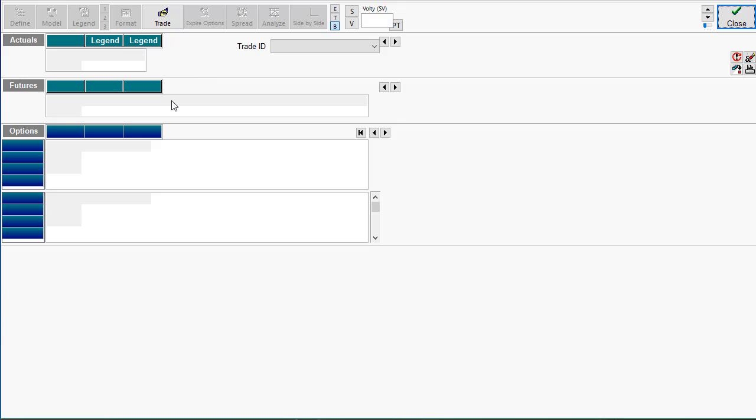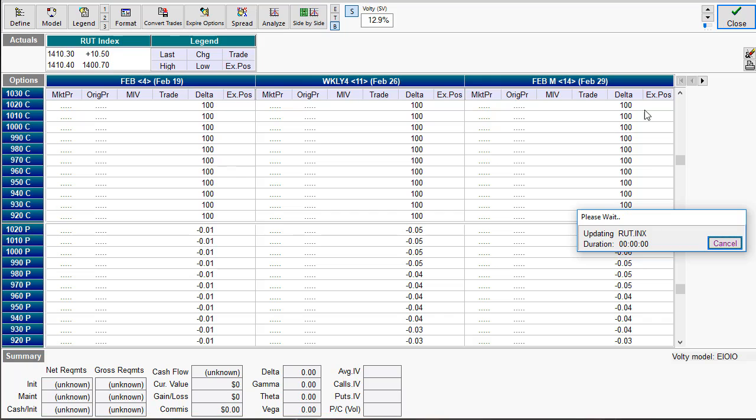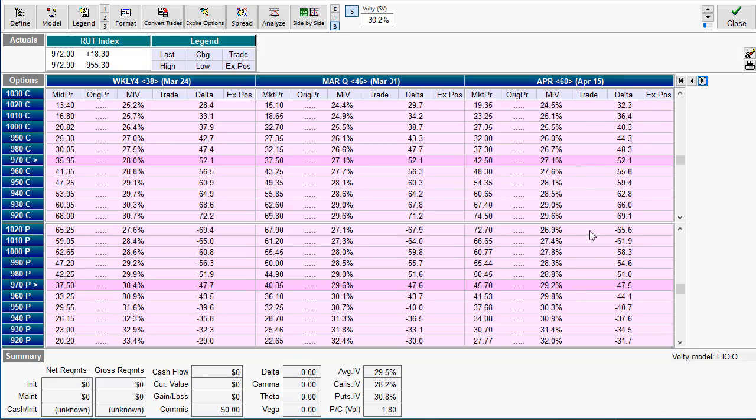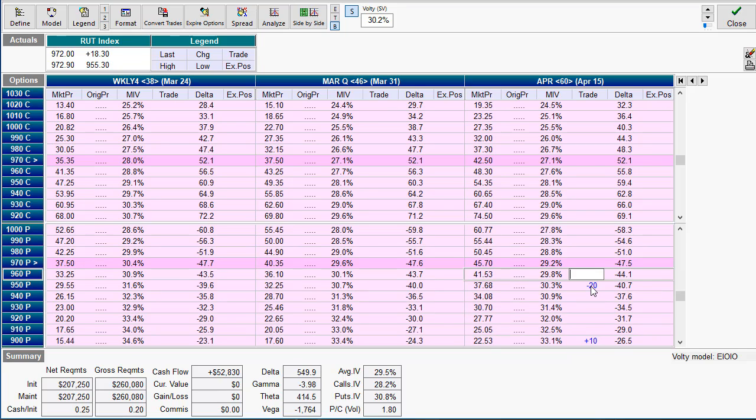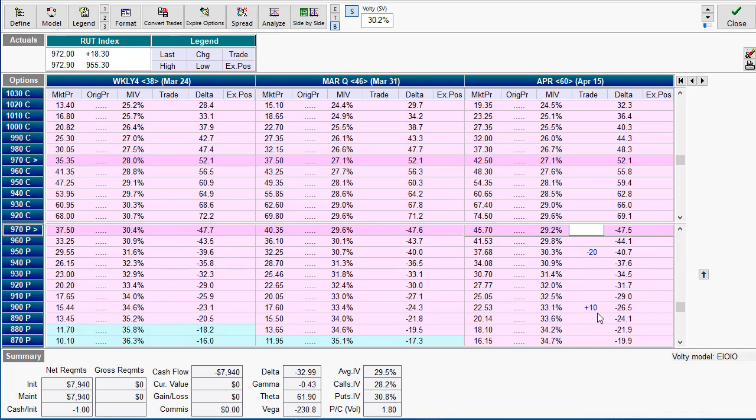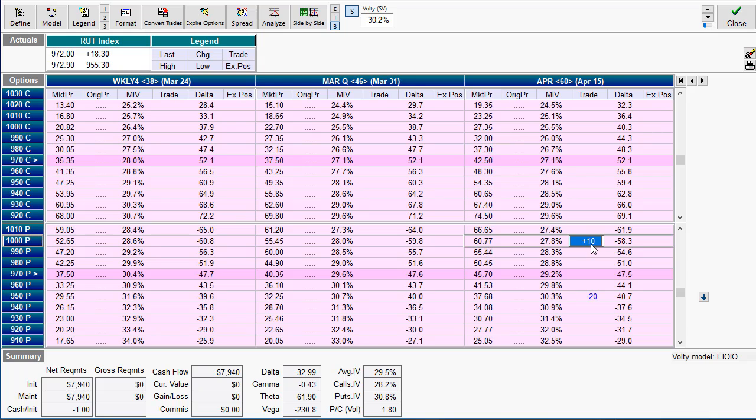Okay, so we'll just come right here. This is Monday, February 15th, 2016. We're going to go to 60 days to expiration right here. The Russell is having a big up day. It's at 972. So right off the bat, we'll come to 950. We're going to go 20, 10, 10, and what does that give us? That 900, 950, 1000 gives us a delta of minus 32.